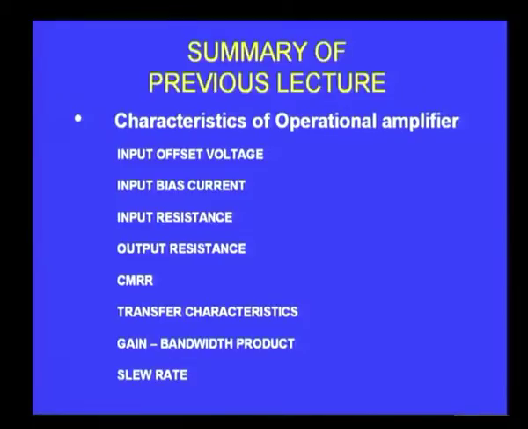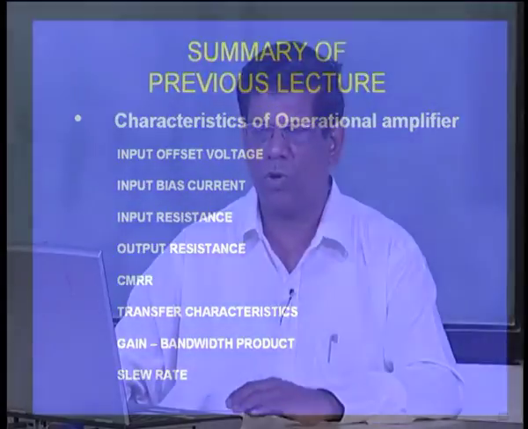You can see on the screen I have listed them: input offset voltage, input bias current, output resistance, input resistance, common mode rejection ratio or CMRR as it is known, transfer characteristics, the gain bandwidth product and slew rate, etc. We also showed how these parameters can be measured in the laboratory.